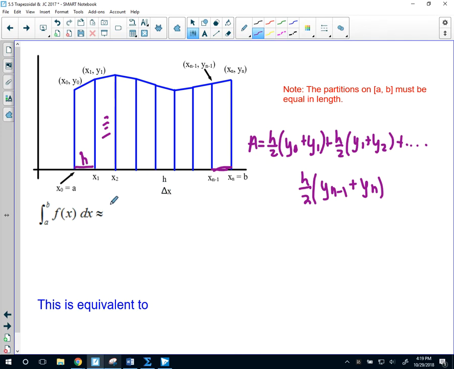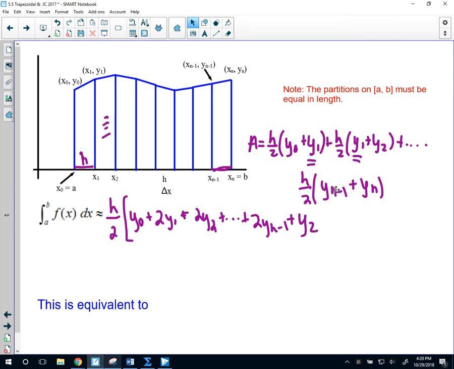The simplified version would come from factoring out an h over 2, and then noticing there's only one y naught base. But for every trapezoid in the middle, there will be 2 of each of the other bases. Do you see how there's a y1 here and a y1 here? So there's 2 y1s. And then there'd be 2 y2s. And there would be 2 yn minus 1s. But all the way at the end, on the right side, there's only one base that's a yn.